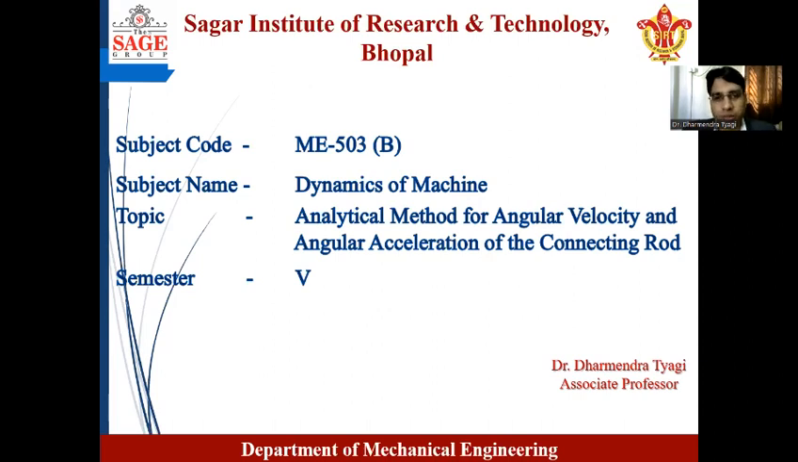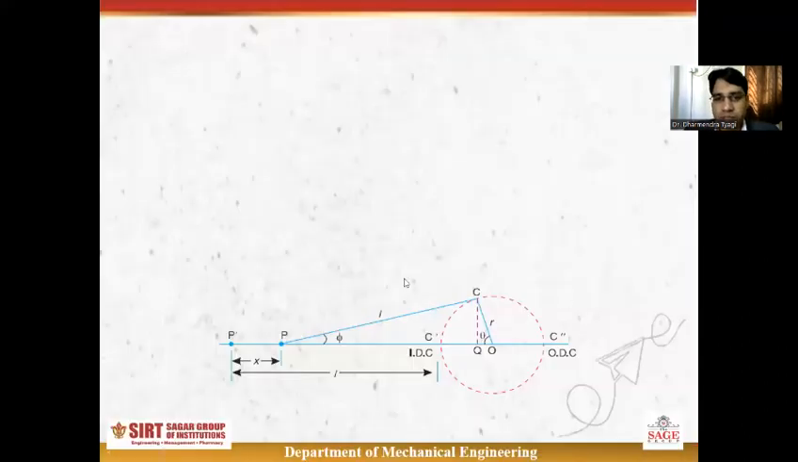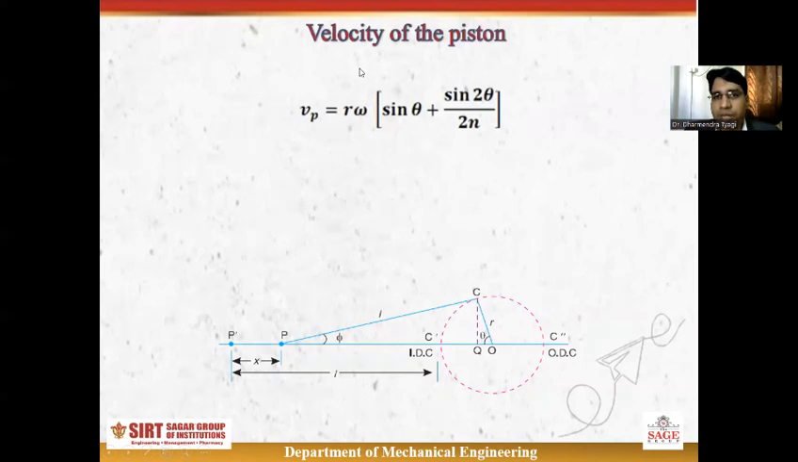Today, we are going to discuss the analytical method for angular velocity and angular acceleration of the connecting rod. Here you can see the slider crank mechanism. As we have already discussed in the previous video lecture, we have already calculated the velocity of the piston: r omega (sine theta plus sine 2 theta upon 2n).